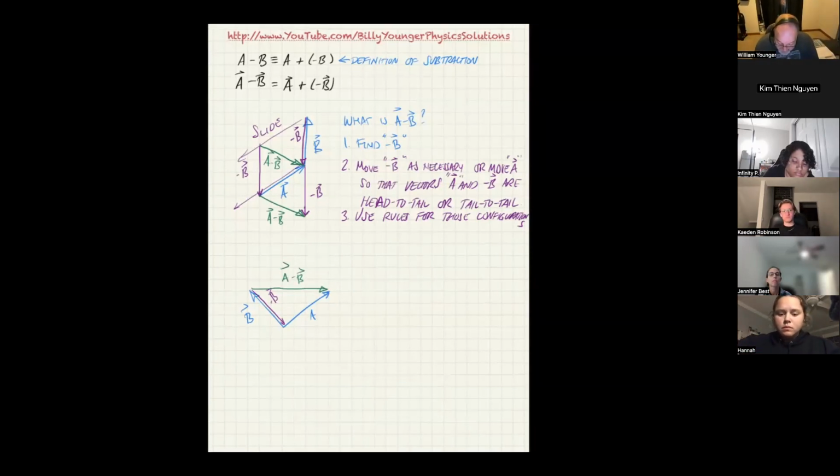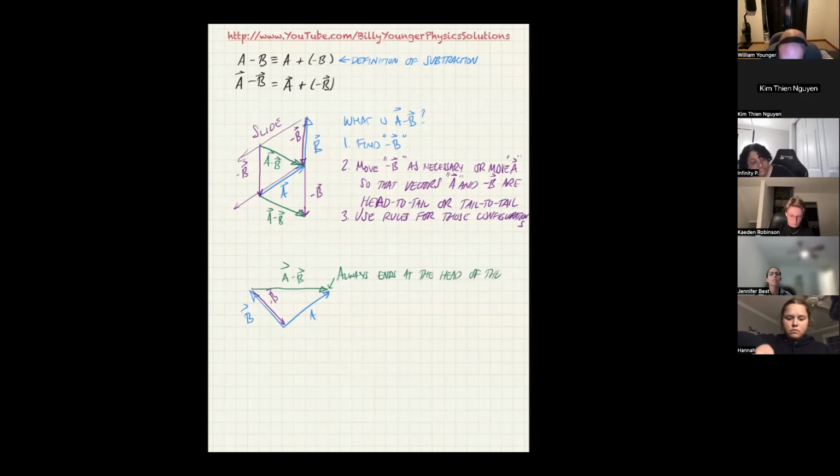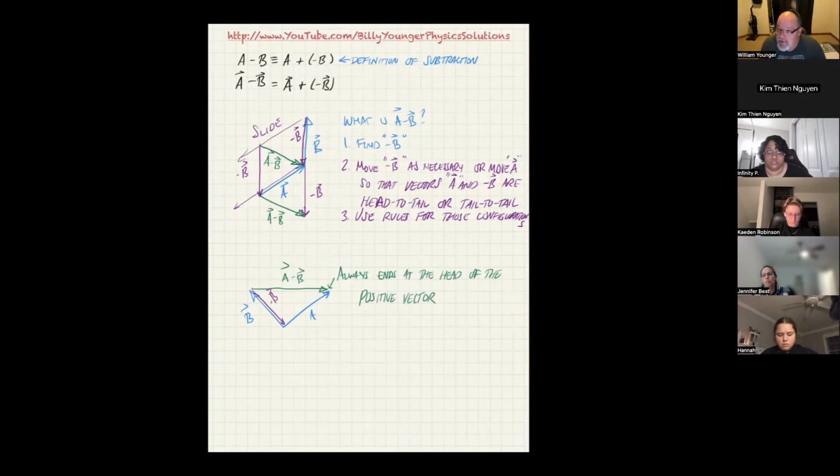So notice it always ends at the head of the positive vector. In other words, A plus B, the A is the positive vector. A minus B, the A is the positive vector. C minus A, the C is the positive vector. So on and so forth.